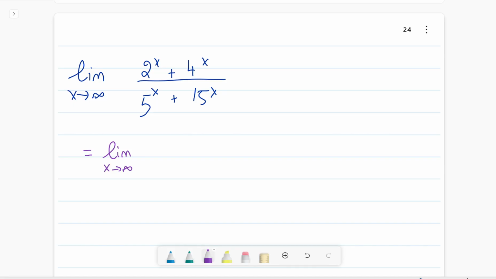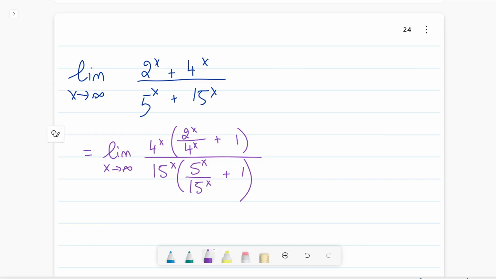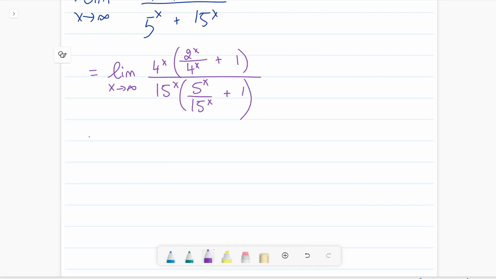So always factor out the largest term you can. In the numerator, this would be 4 to the x. So this leaves us with 2 to the x divided by 4 to the x, plus 1. In the denominator, we factor out 15 to the x. This leaves us with 5 to the x divided by 15 to the x, plus 1. One thing we can do is write this as 2 separate fractions that we are multiplying.